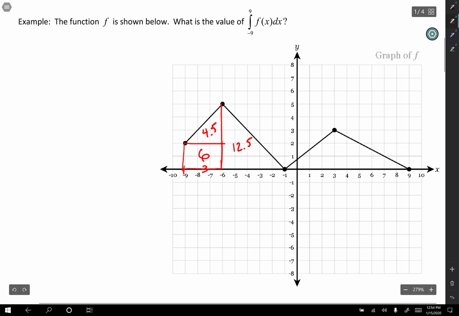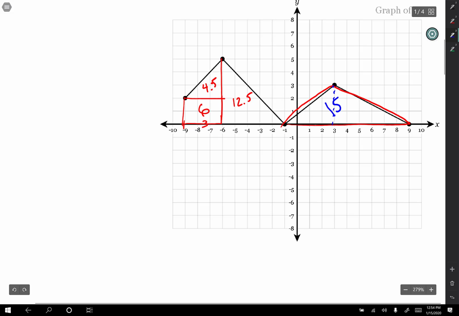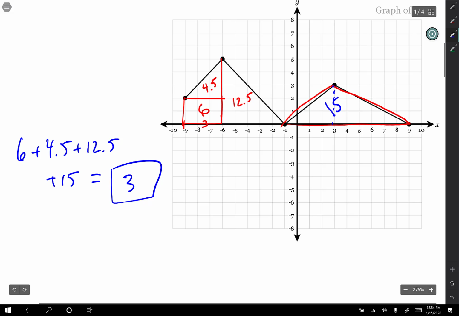And then here's one big triangle. That one in red. All you need is the height, the perpendicular height. So let's see. 1, 2, 3, 4, 5, 6, 7, 8, 9, 10. 10 times 3 is 30. Divided by 2, it is 15. Add them all up. Let's see. 6 plus 4.5 plus 12.5 plus 15. It's some number. I do not know what that number is because that is 38. And there it is. Everything's above the x-axis, and that's the area.